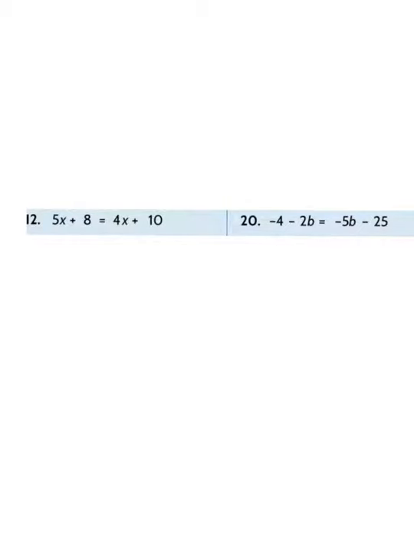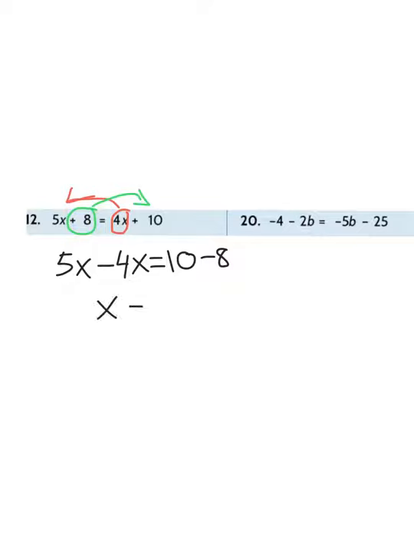Remember the rule for question 12 and 20 here. Remember the rule, letters to the left, numbers to the right. So looking at this, I want to move this 4x over this side. And I also want to move this plus 8 over this side. So moving the first one, I get 5x. Moving it across, it becomes a minus 4x is equal to 10. Moving the plus 8 across, it becomes minus 8. 5x minus 4x gives me x, or 1x, is equal to 10 minus 8 equals 2.